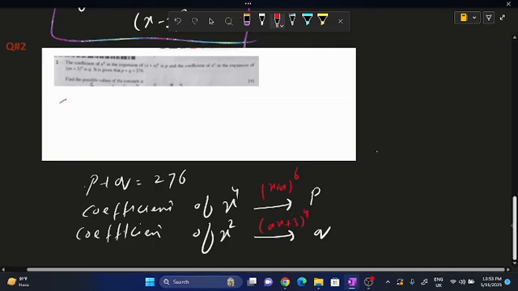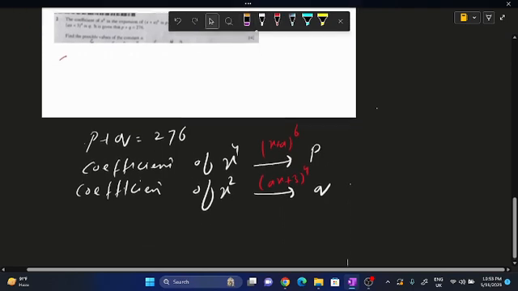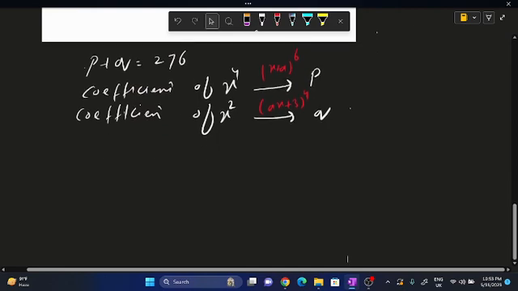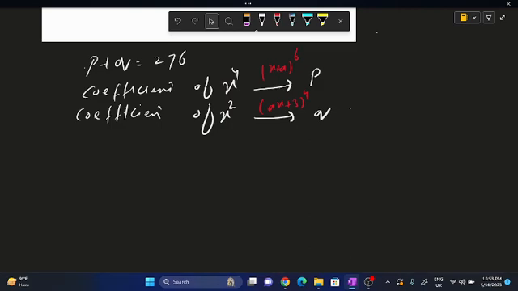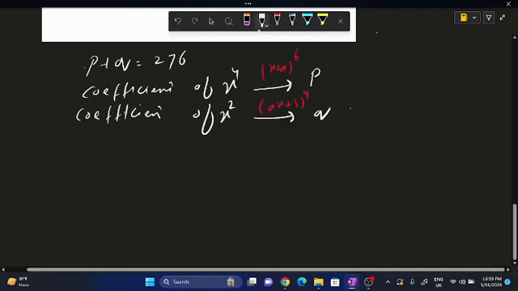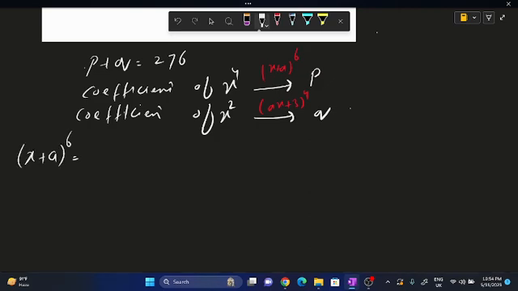Now I've written down all the data that is given to me, then I can proceed further. Just like I told you, you have to expand (x + a) raised to the power 6 up to the point until you are getting the coefficient of x raised to the power 4. Same thing you will do for (ax + 3) raised to the power 4, up to the point until you are getting the coefficient of x squared. So I'm going to open (x + a) raised to the power 6 first. You know how you can open the binomial expansion.